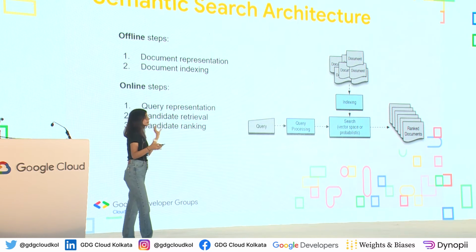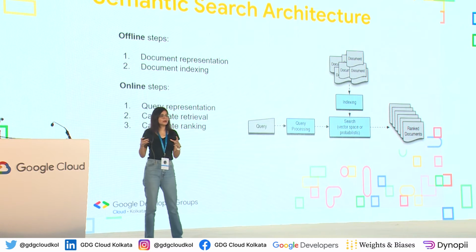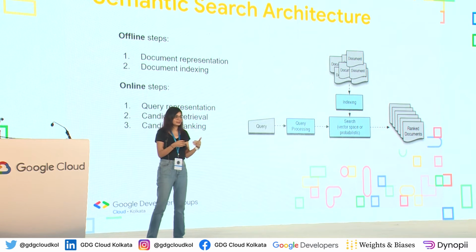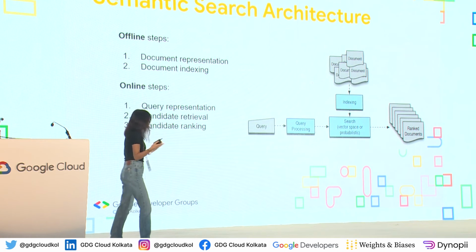The second point is document indexing. I think that gentleman talked about that. That's just a way of tagging the data or storing it in a data structure that makes it easier for us to pull that information. When a query comes, we're able to pull the relevant information easily.